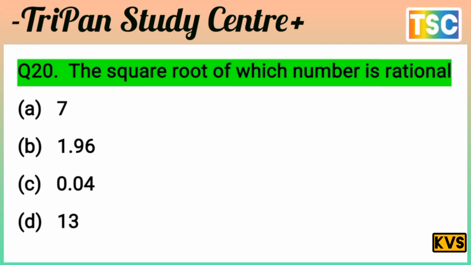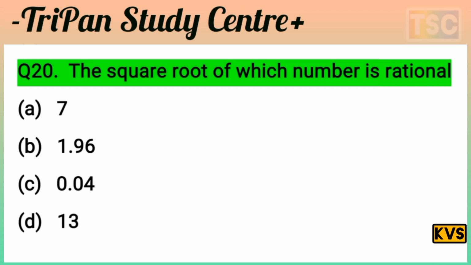The square root of which number is rational. 7 is nothing here. That is the wrong answer. B, 1.96. That is a perfect square. It means it's a rational number. B is correct here. And C, 0.04. That is the square of 0.2. It means this is the right answer. Oh no, both answers are right here. B and C are the right answers.